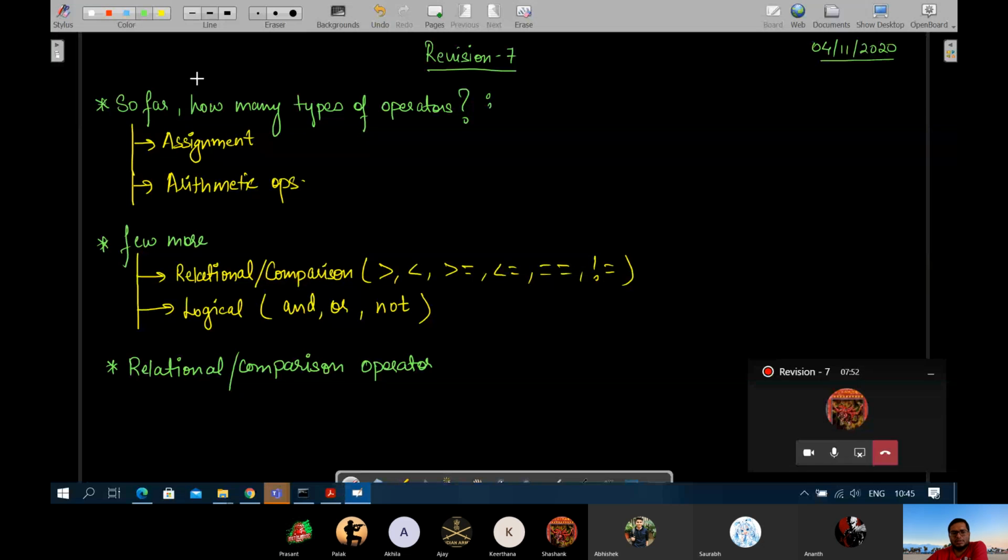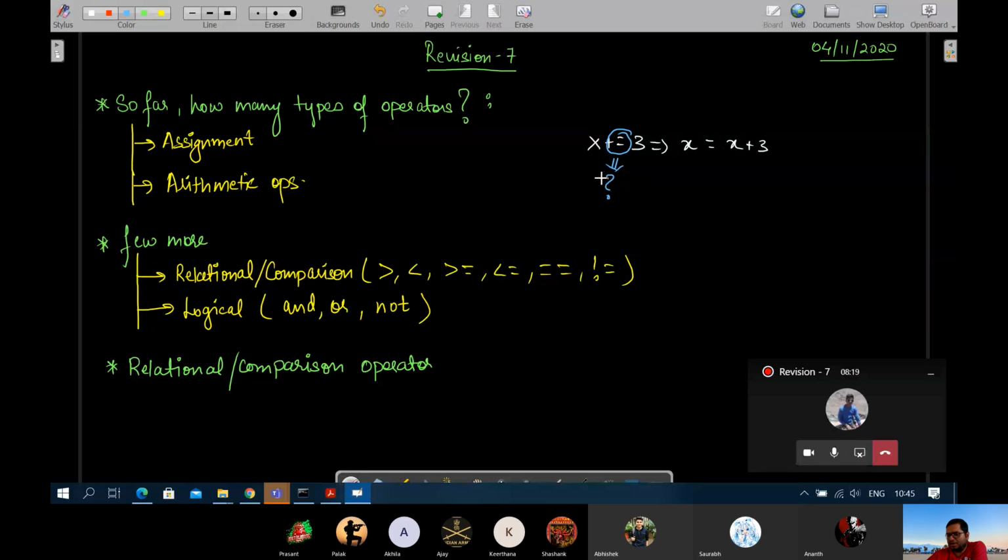That is assignment. Saurabh is asking, what is this? x plus is equals to 3. This is the same as x is equals to x plus 3. But what is this operator called? Anyone? What is this operator called?